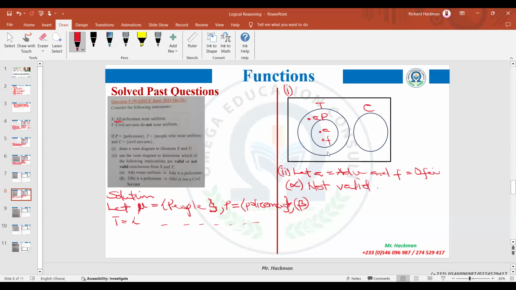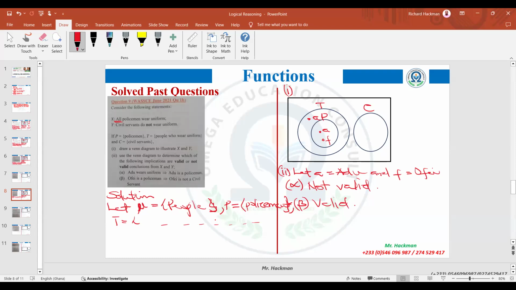So I ask myself, after my placement, do I see any F in C? No, there is no F in C. So it means I'm not able to counter. You get it? Yes, sir. So it means if F is a policeman, it definitely means that F is not a civil servant. So whatever I have here is a valid statement. Please take note, validity is different from being true or false. Validity and true are not the same. Is my point well made? Yes, sir. Okay, very good.